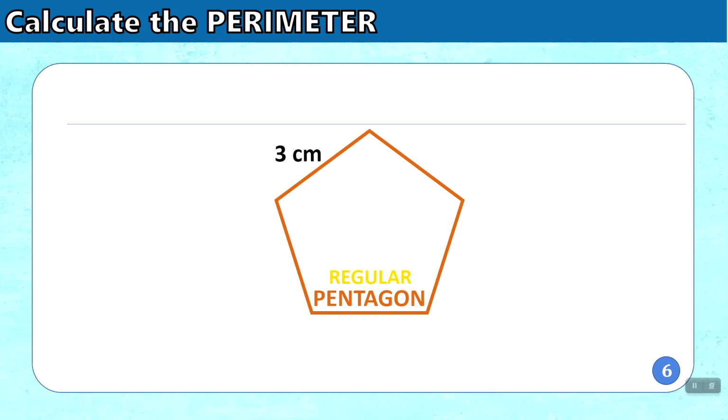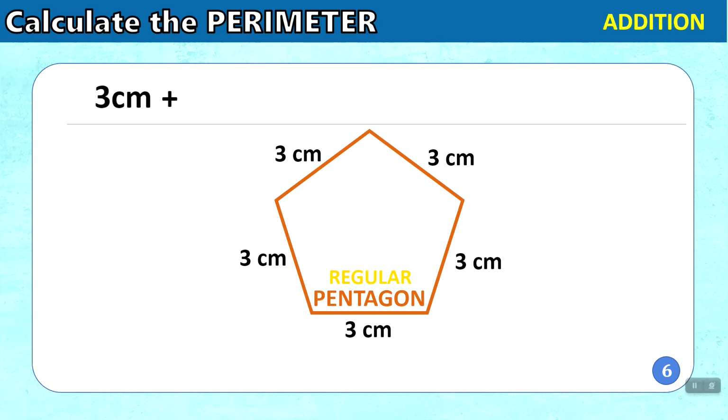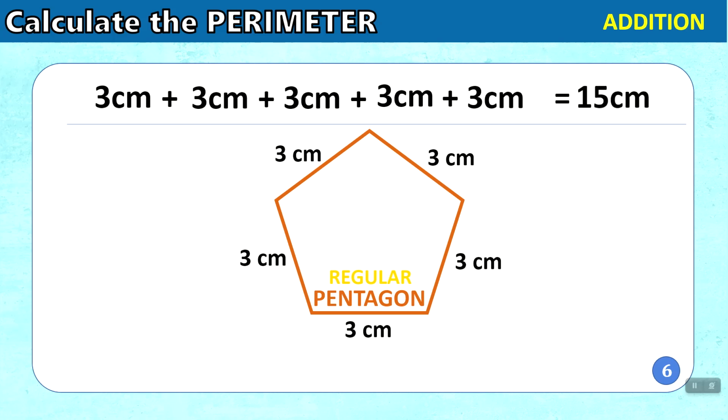And if this side is 3 centimeters, then that side is 3 centimeters. This side, 3 centimeters. This side, 3 centimeters. And the last side, also 3 centimeters. And to find the perimeter, we again use addition. 3 plus 3 plus 3 plus 3 plus 3 equals 15 centimeters.